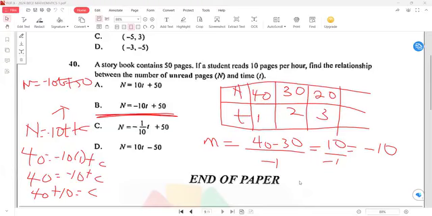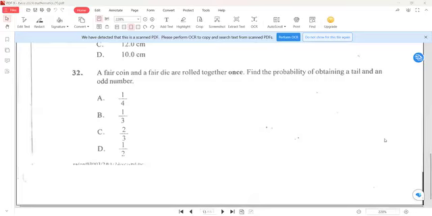I'm going to quickly take a look at number 8, one of the numbers that was not showing properly. Okay, so I have found the question 32. The first point and the third are drawn together once. Find the probability of obtaining a tail and an odd number.